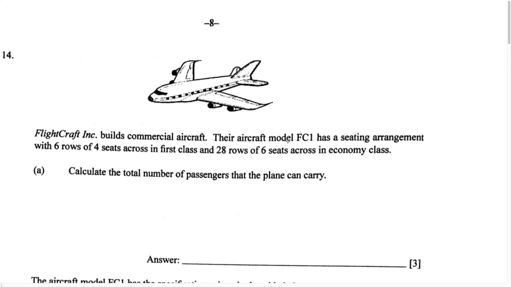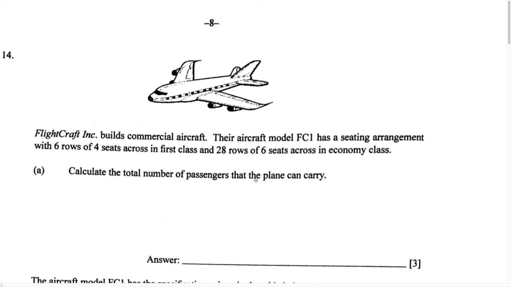Their aircraft model FC1 has a seating arrangement with 6 rows of 4 seats across in first class and 28 rows of 6 seats across in economy class. Part A. Calculate the total number of passengers that the plane can carry.